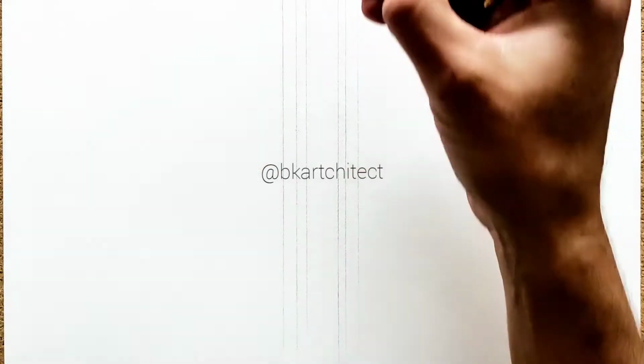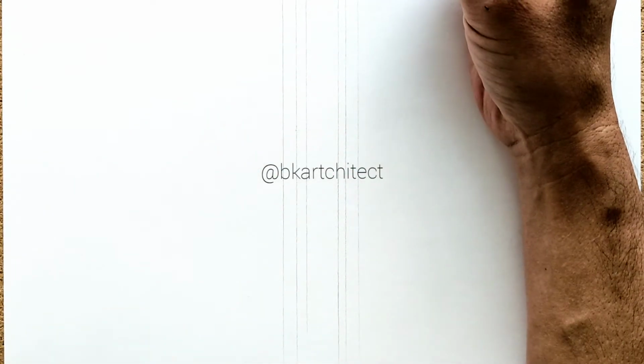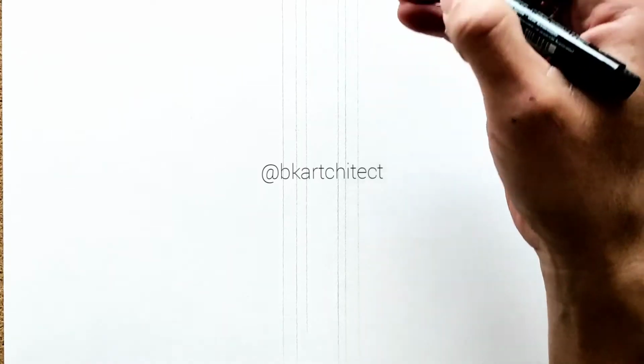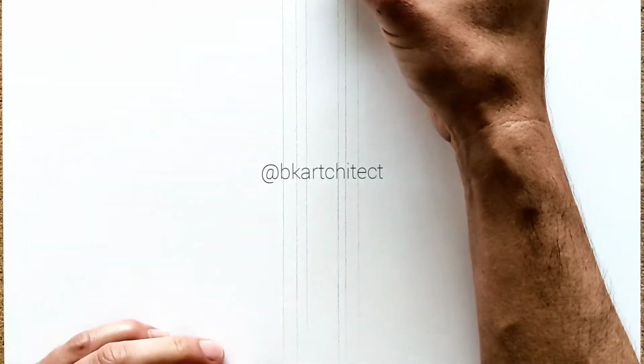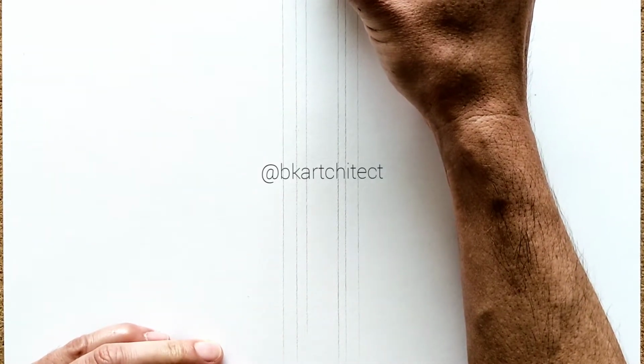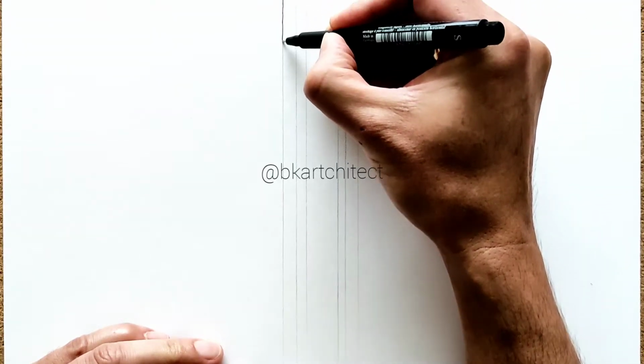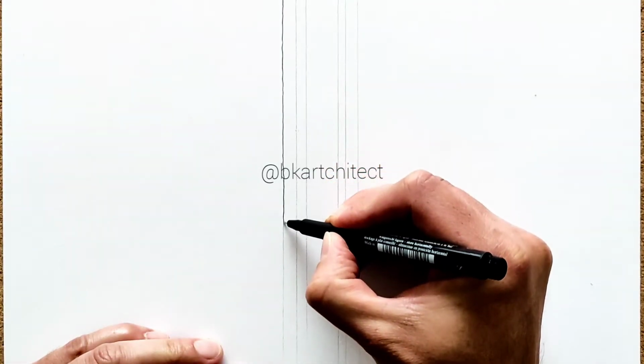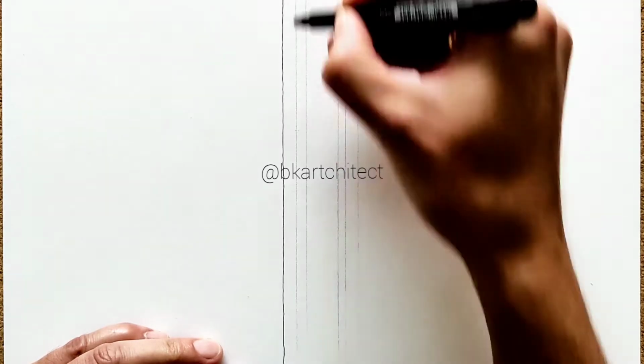Today I'm gonna be doing a tutorial on how to draw a city from the sky, like a bird's eye view, using 1-point perspective. So what is different is that I'm gonna be using a string to do so.